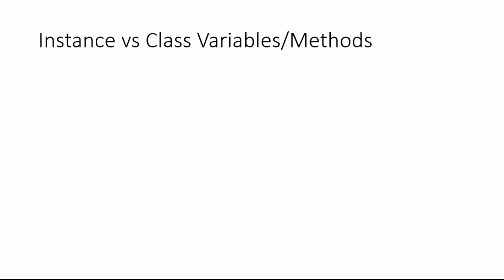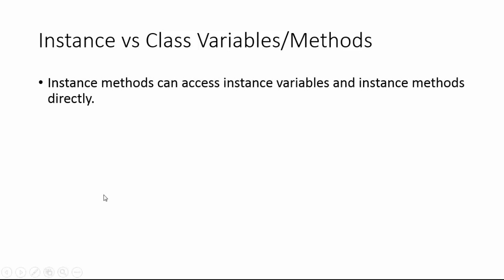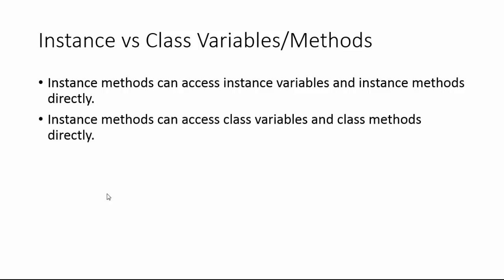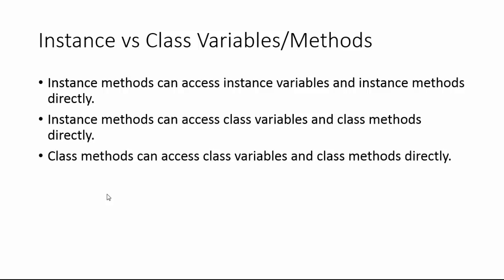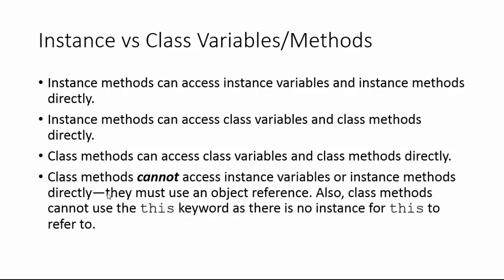Not all combinations of instance and class variables and methods are allowed. Instance methods can access instance variables and instance methods directly. Instance methods can access class variables and class methods directly. Class methods, those marked with static, can access class variables and class methods directly. And class methods cannot access instance variables or instance methods directly. They must use an object reference. Also, class methods cannot use the this keyword, as there is no instance for this to refer to.